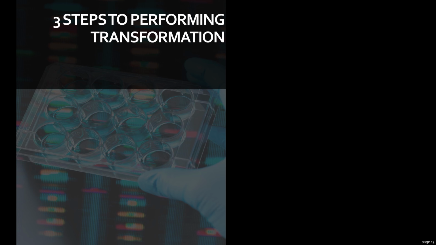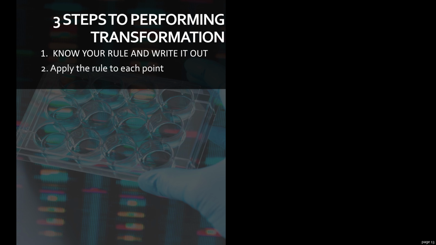So what are the 3 steps to performing a transformation? So these are like the general rules. So if I ask you to take this geometric object and then perform a translation, a rotation, a reflection, or any combination of those 3, the first thing you want to do is write your rule. Know your rule and write it out. And then you want to apply the rule to each point. And then you want to plot your new point. So those are the 3 steps that I like to encourage students to do so that they're pretty much almost guaranteed to get their transformations done correctly.